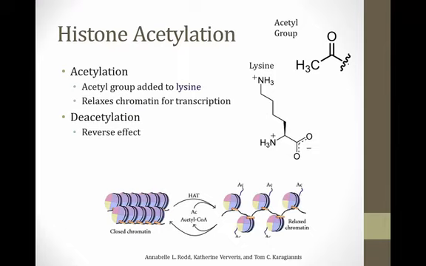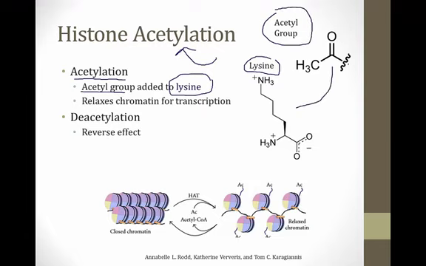So let's talk about histone acetylation. Acetylation means adding an acetyl group to a molecule. In the case of histone acetylation, we are going to add an acetyl group to lysine. Recall that I told you that histones contain a lot of lysine amino acids. This is the chemical structure of lysine here. This is what an acetyl group looks like, so we are going to add this acetyl group to lysine. And when we do that, the chromatin will relax and transcription can occur.